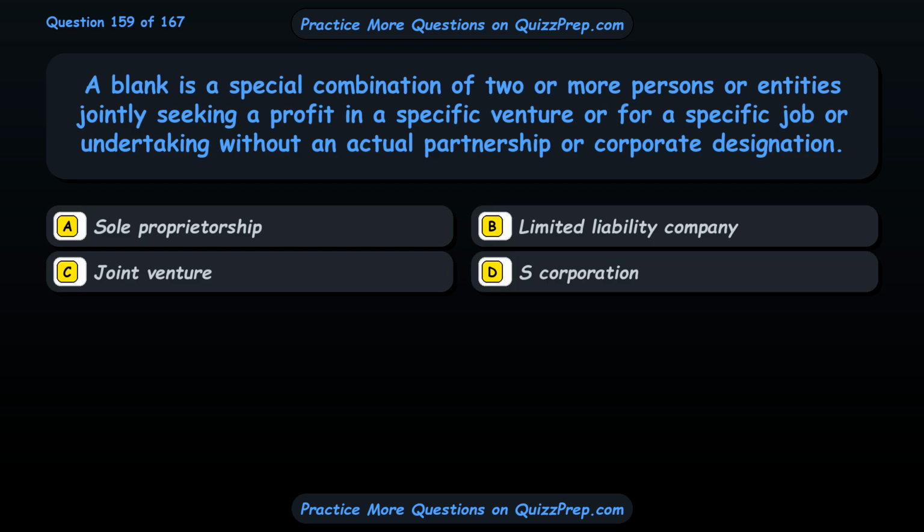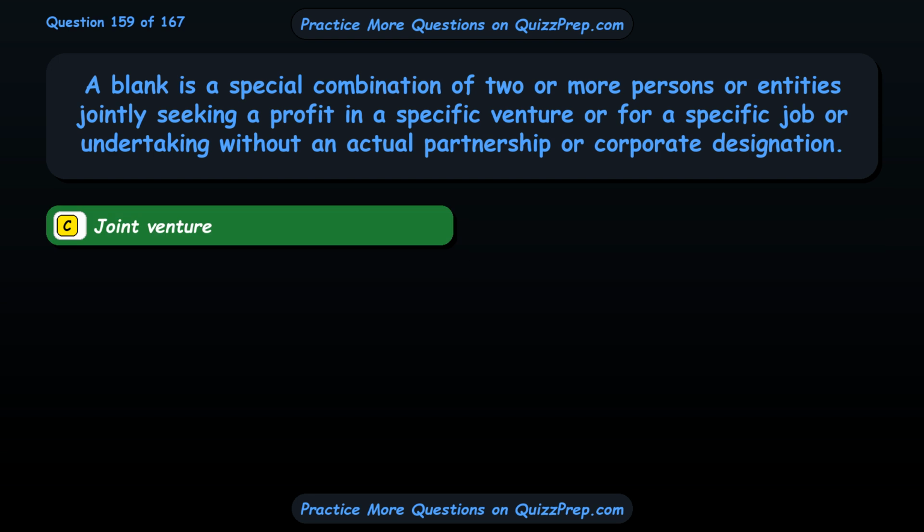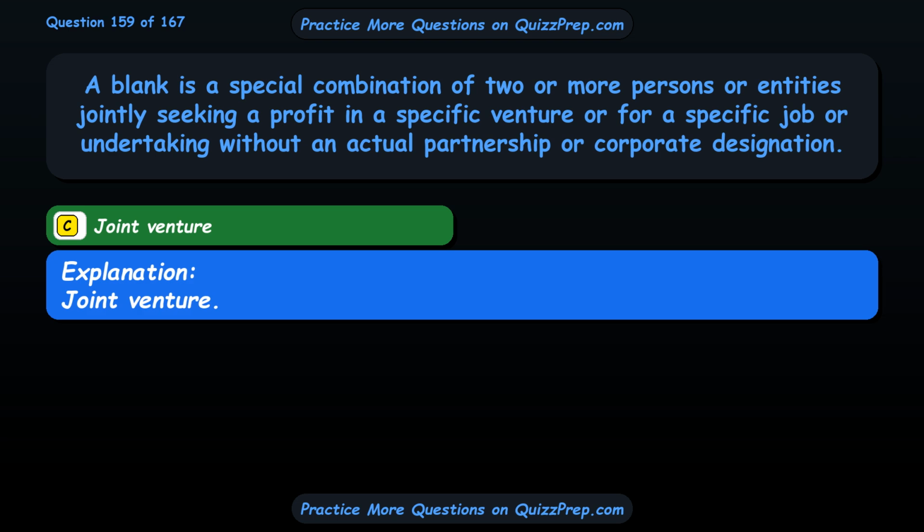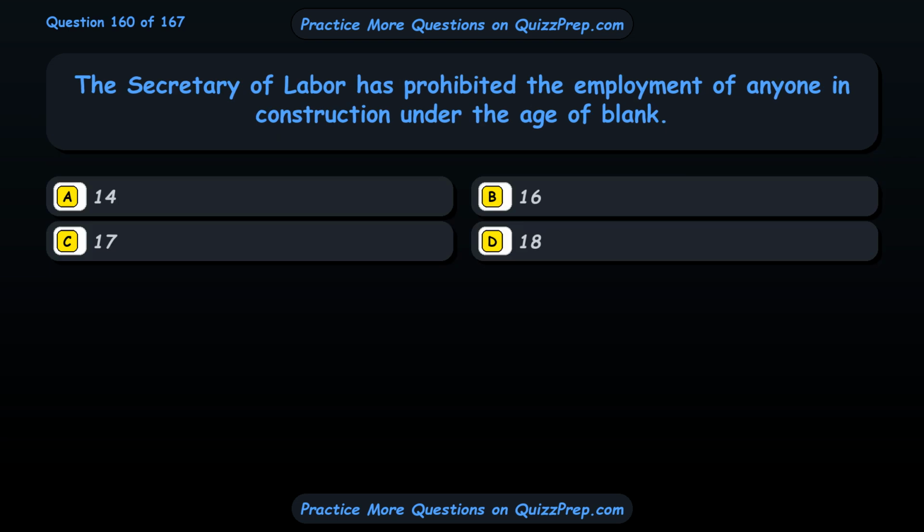Question 159. A blank is a special combination of two or more persons or entities jointly seeking a profit in a specific venture or for a specific job or undertaking without an actual partnership or corporate designation. Option A. Sole proprietorship. Option B. Limited liability company. Option C. Joint venture. Option D. S corporation. The correct answer is option C. Joint venture.